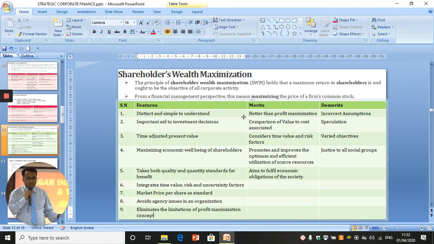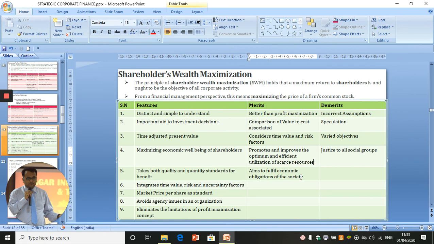Now, importance and merits: better than profit maximization, comparison of value to cost associated, considers time value and risk factors, promotes and improves the optimum and efficient utilization of scarce resources, because here you are striving to improve the market value of the firm, and that is only possible if you have efficient and optimum utilization of scarce resources. It promotes economy and aims to fulfill economic obligation of the society, because once the market price of the shares goes high and the market capitalization of the company goes on the higher side, then only it can go for social motives and invest in social norms as well.